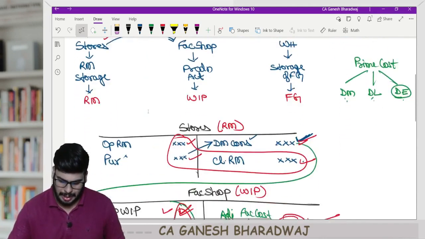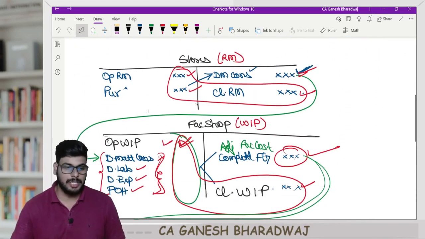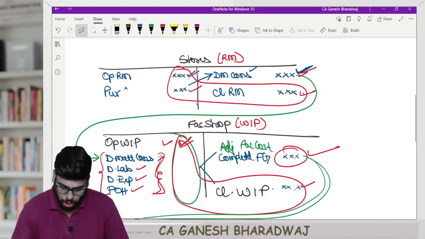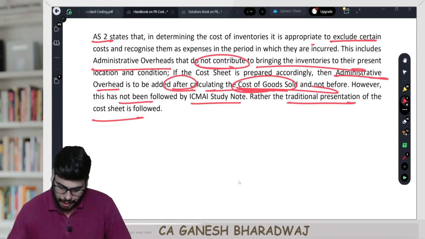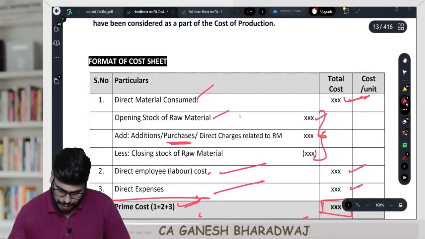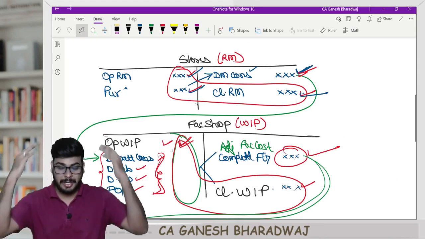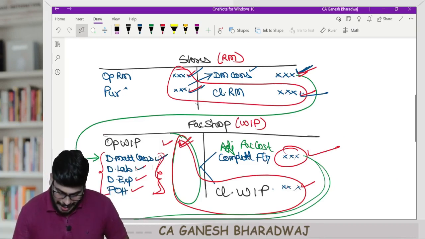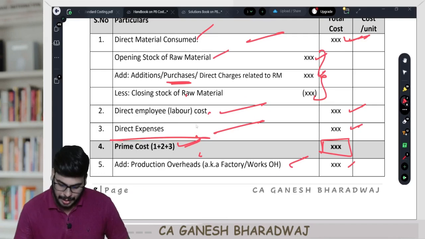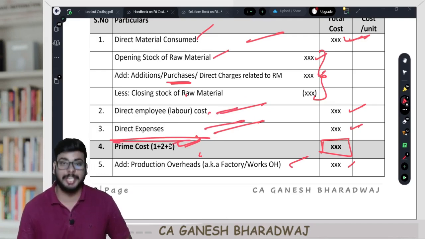Now, let's quickly sum it up. So what is the format of cost sheet here? Opening stock of raw material plus purchases minus closing stock of raw material, you get your direct material consumed. Clear with this, right? To this, what will you do? So visualize this. Direct material consumed, add direct labor, add direct expense. You get your prime cost.